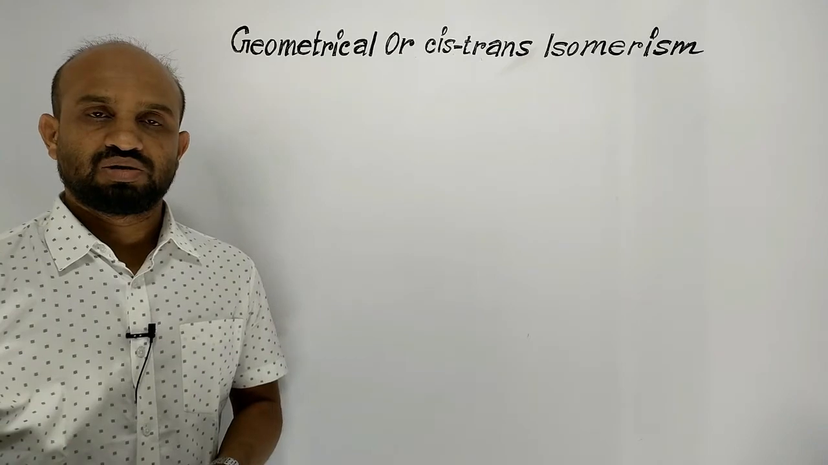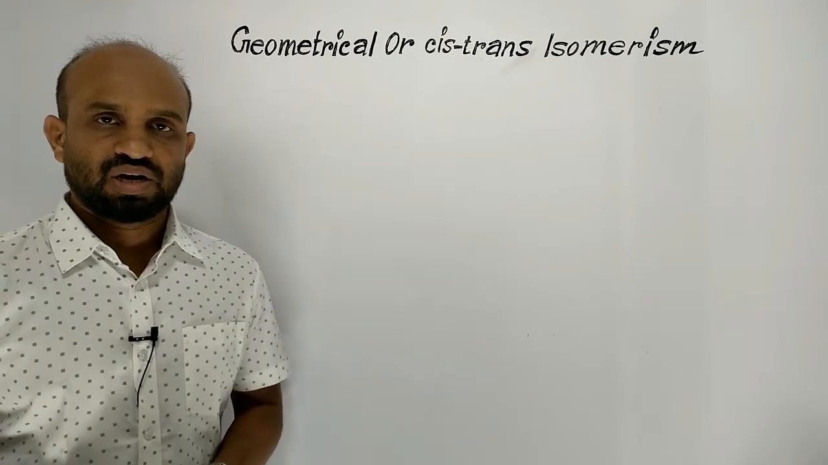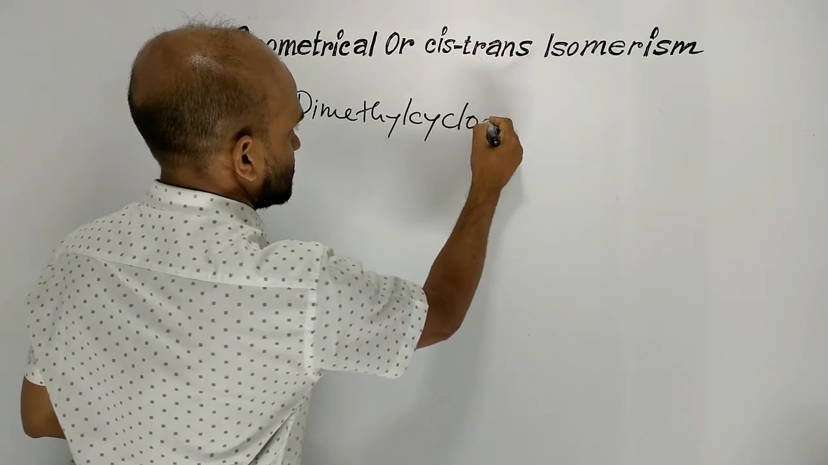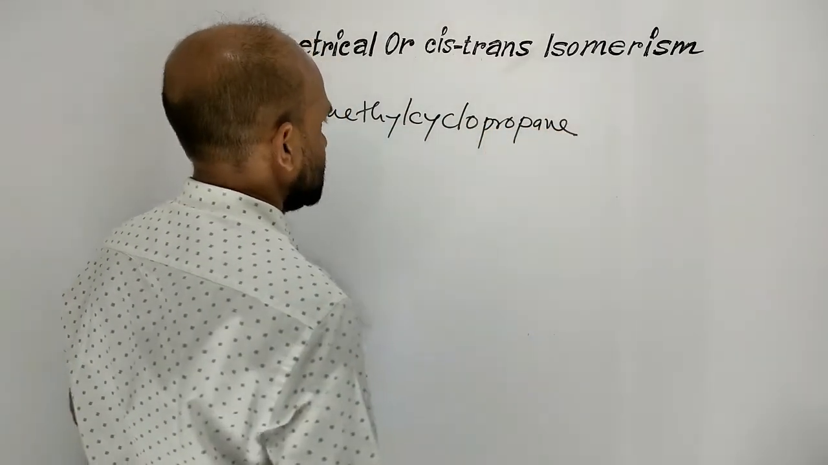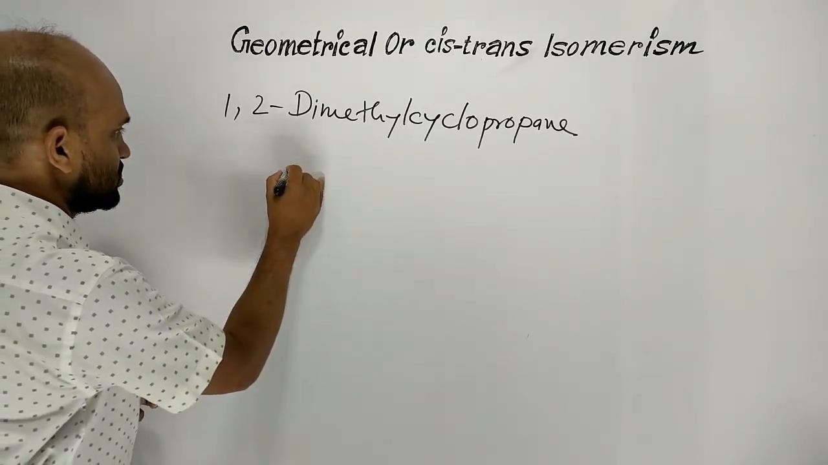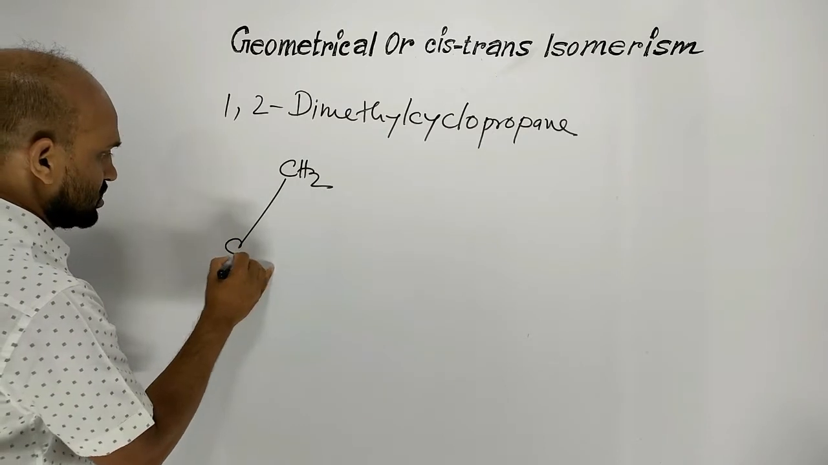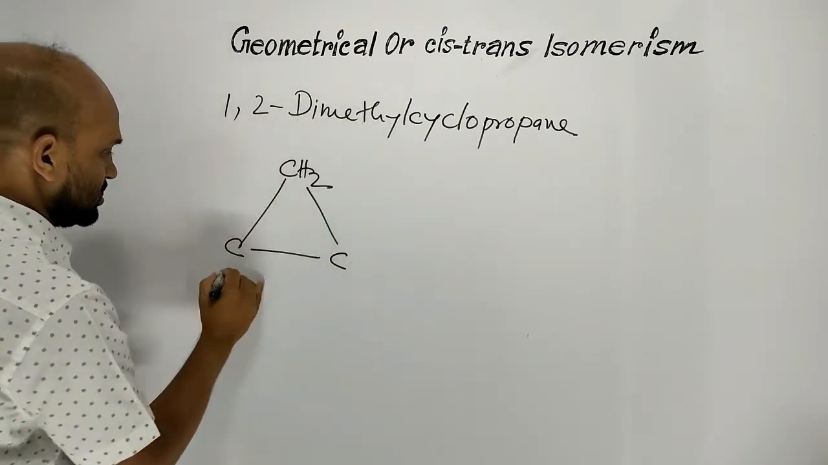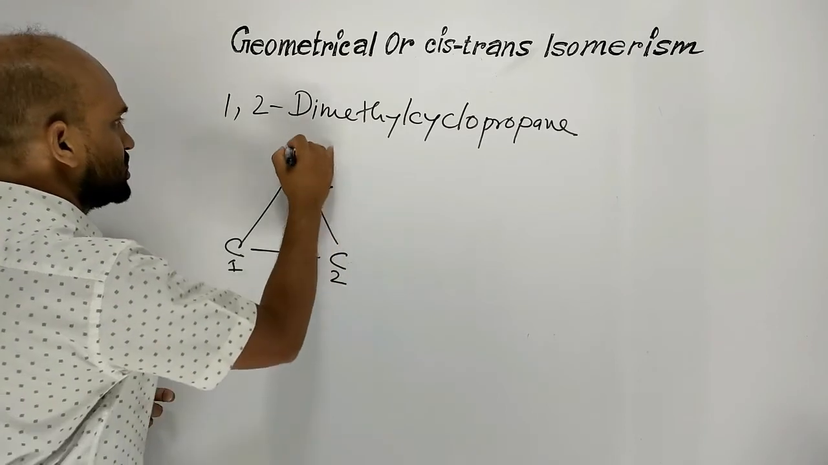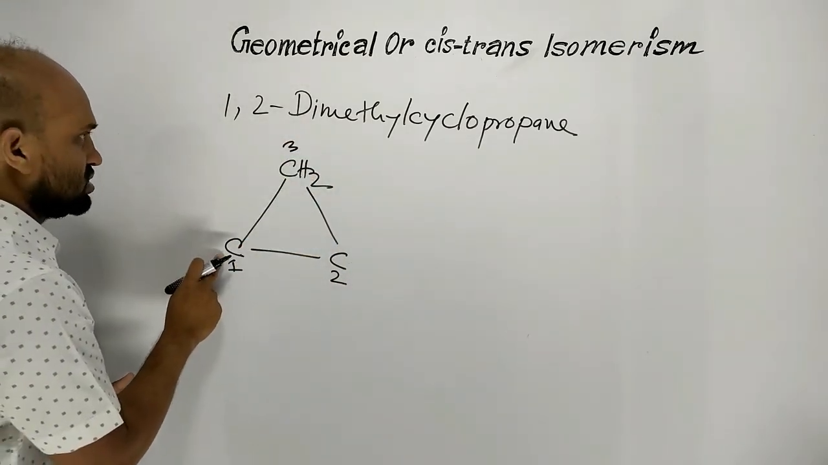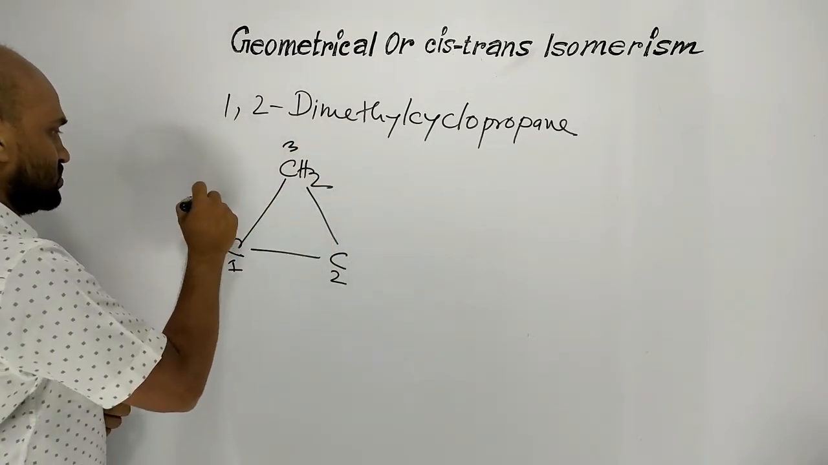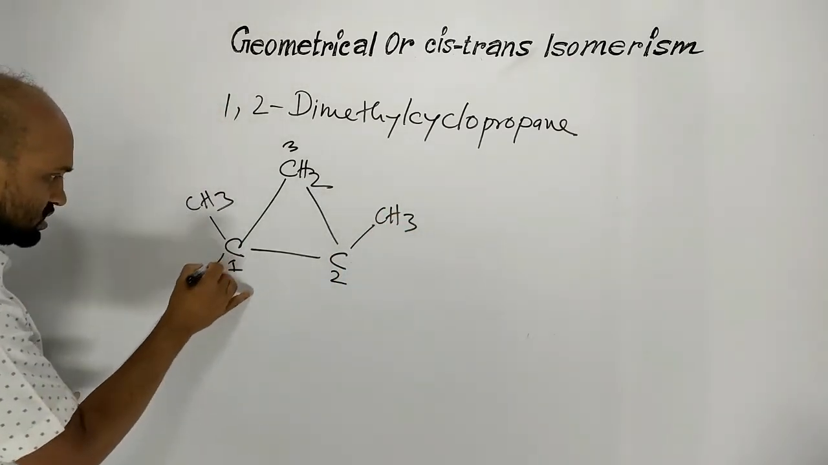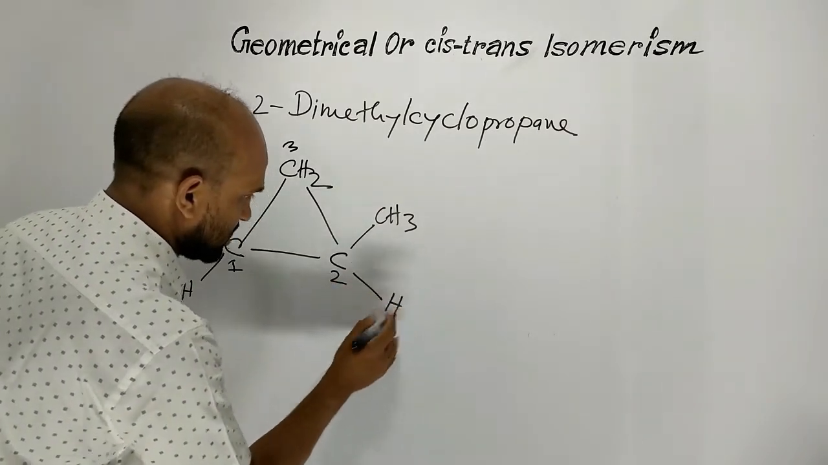Now the compound is 1,2-dimethylcyclopropane. Let's write the compound. 1,2-dimethylcyclopropane, a single word. CH2, carbon, here carbon. This is carbon number 1, carbon number 2, this is 3. At carbon 1 there is a methyl group, and at carbon 2 there is another methyl group. Here one hydrogen, here another hydrogen.